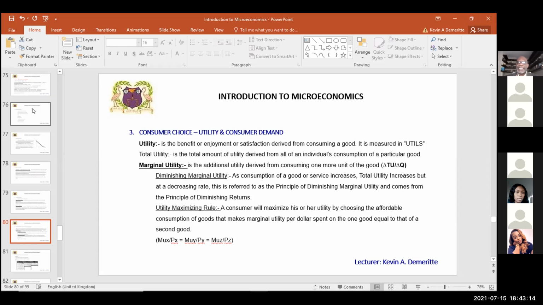In that case, then, our total utility, or our total amount of satisfaction or total enjoyment, is the total amount of utility that we get from consuming a particular good. So total utility is the total amount of enjoyment we get from consuming a particular good.